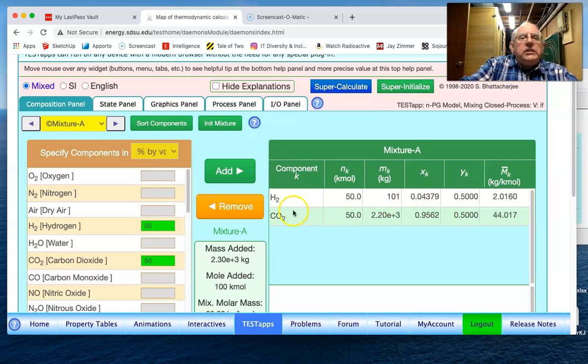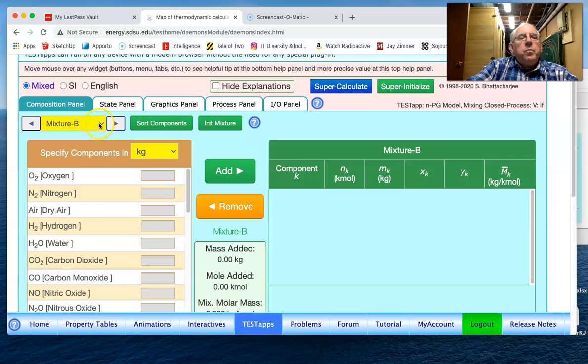We could have just as easily come over here and selected specifying our components on a mass basis, and then we could have determined what the mole fractions would have been. So we have gotten now our mixture A. Okay, so now the next thing we want to do is we want to specify mixture B. And so I'm going to come over here and I'm going to assign mixture B.